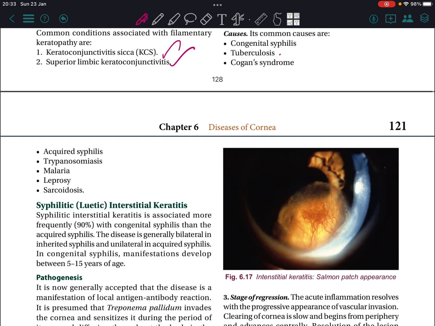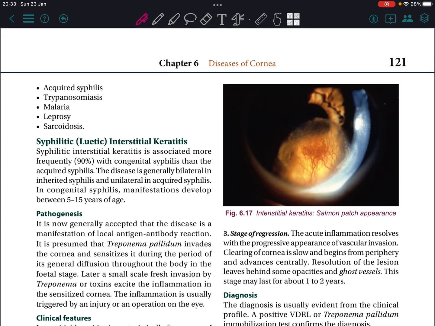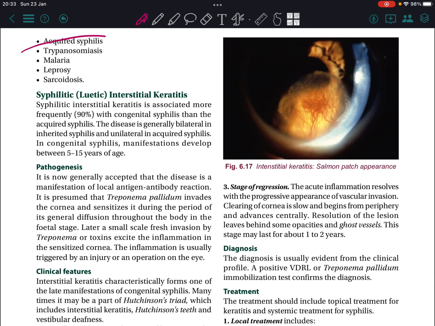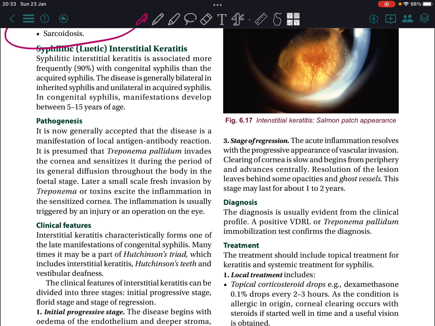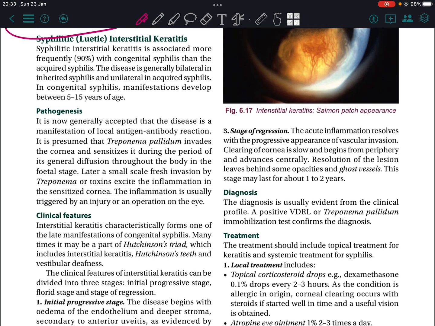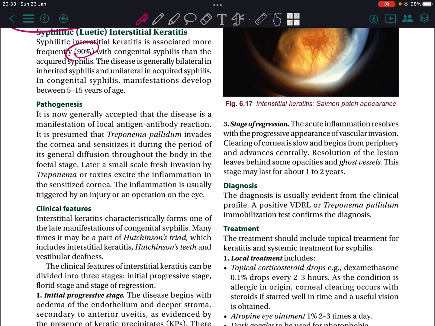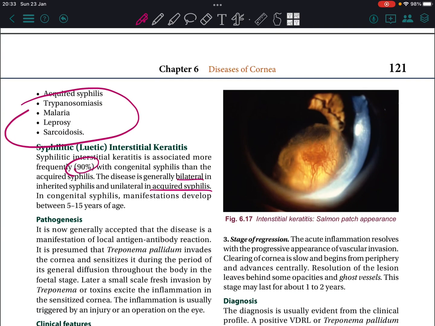Causes: congenital syphilis, tuberculosis, Cogan syndrome, acquired syphilis, trypanosomiasis, malaria, leprosy, sarcoidosis, mostly syphilis. Syphilitic interstitial keratitis occurs with congenital syphilis in 90%. Disease is generally bilateral in inherited syphilis and unilateral in acquired syphilis. Interstitial keratitis, salmon patch appearance.